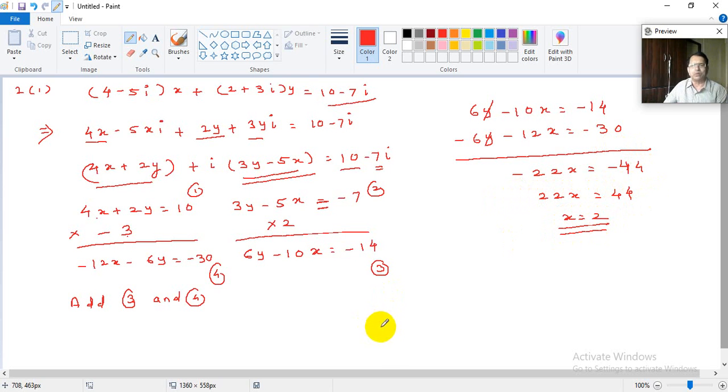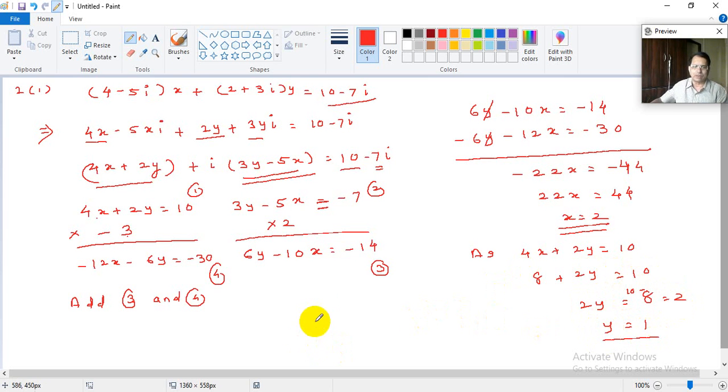Now once you get x is equal to 2, everything is simple. You can calculate y easily. If x is 2, put it in any one of these equations. Let's take the first equation. 4x + 2y is 10. So we write 4x + 2y is equal to 10. Put x is equal to 2, so it is 8 + 2y is equal to 10. So 2y is equal to 10 minus 8, which is 2. So 2y is equal to 2, so y is 1. So x is 2, y is 1. Final answer is x is equal to 2 and y is equal to 1.